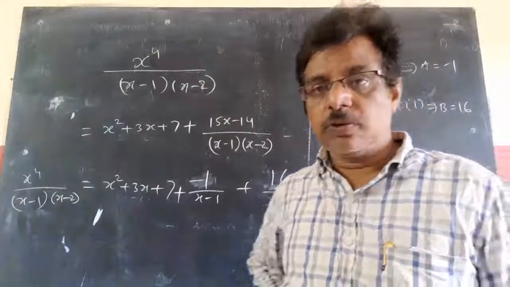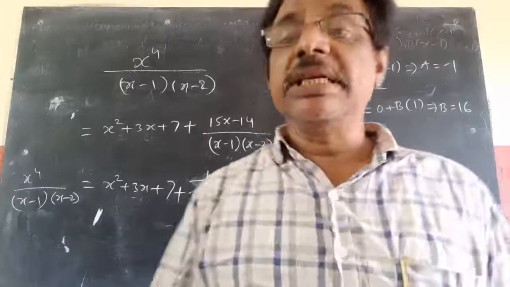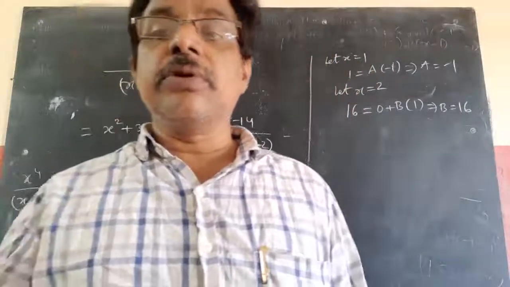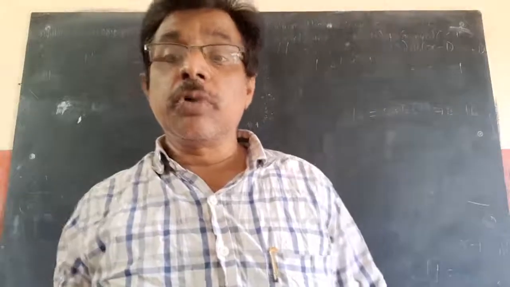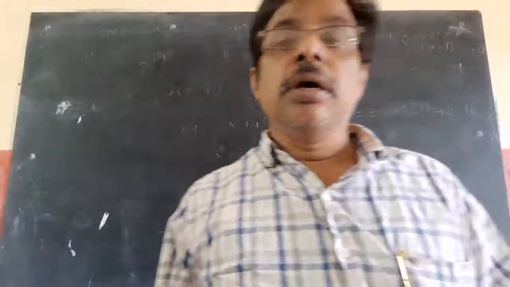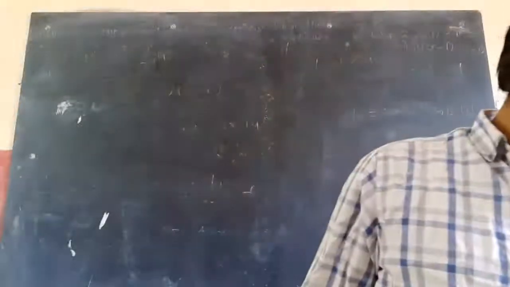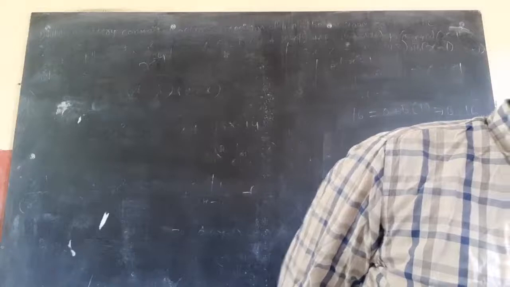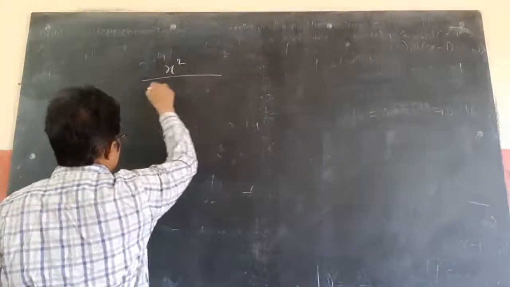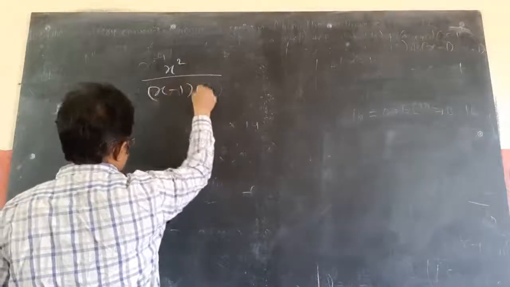This applies to an improper fraction whose numerator degree is more than the denominator. If they are equal, then we will go for another method. Next, one more important case in improper fractions is the last method: x square by x minus 1 into x minus 2.